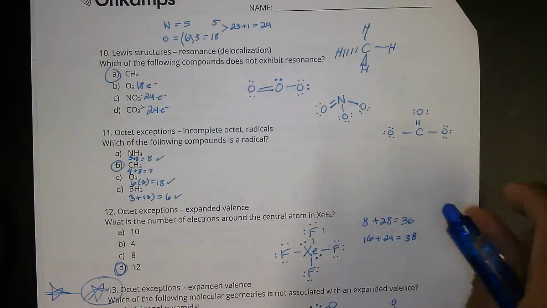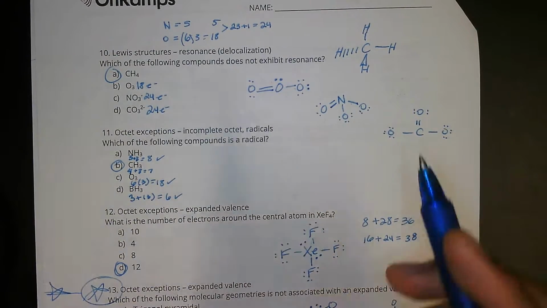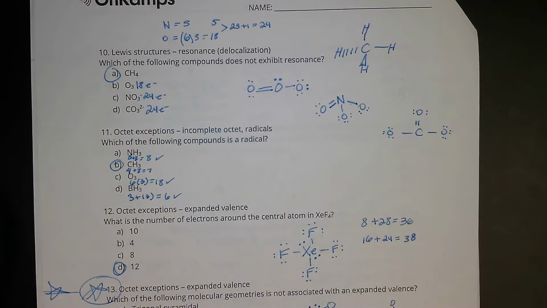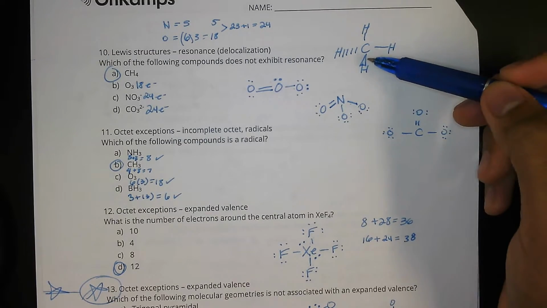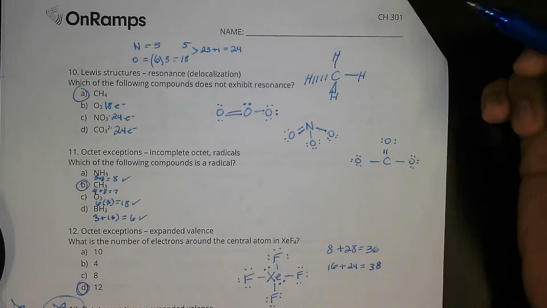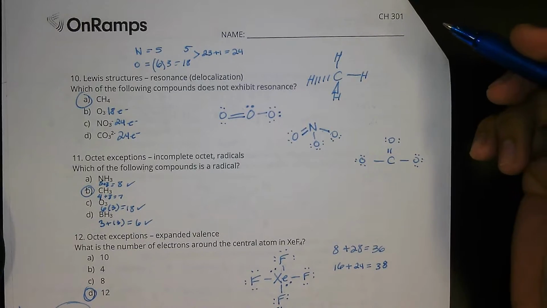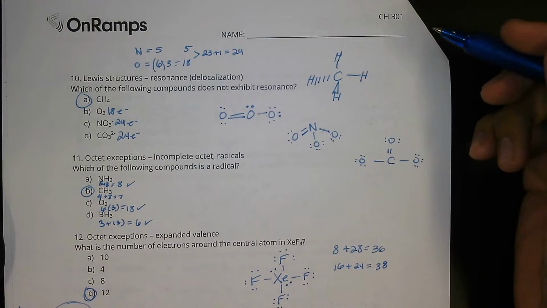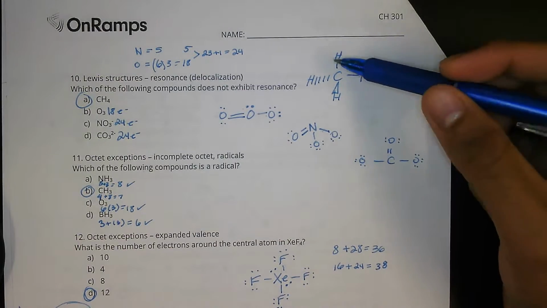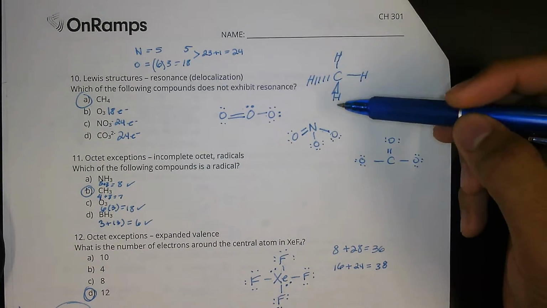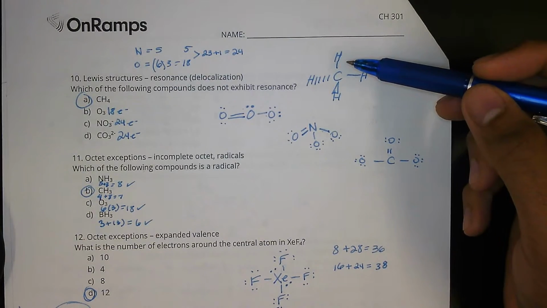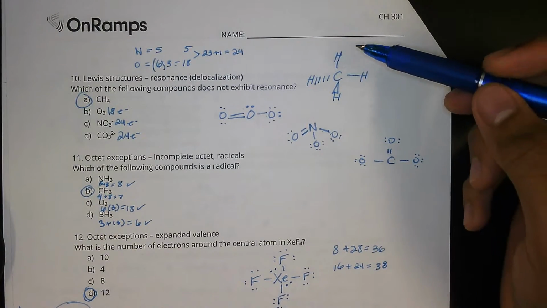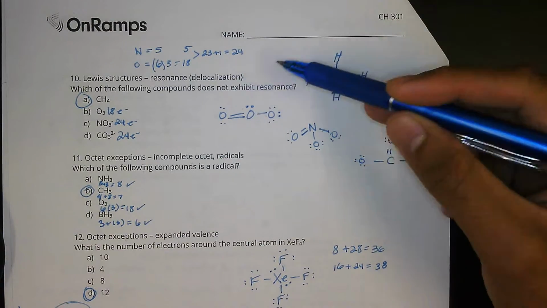For number 10, it says Lewis structures resonance. So here we're talking about resonance. It's asking which of the following compounds does not exhibit resonance. So you have CH4, which is this one. We already drew it before. And the only real way you could exhibit resonance is if you have lone pairs to move around into double bonds. So here we have a symmetrical structure. We don't have any double bonds or any lone pairs to move around. So this would be the one that does not exhibit resonance.